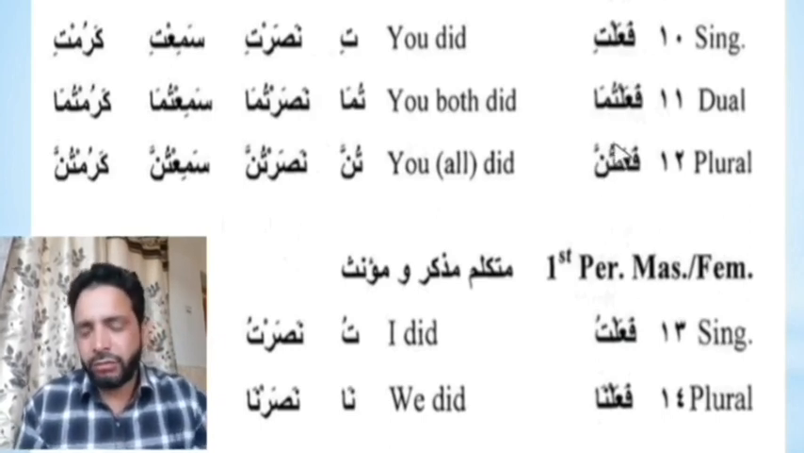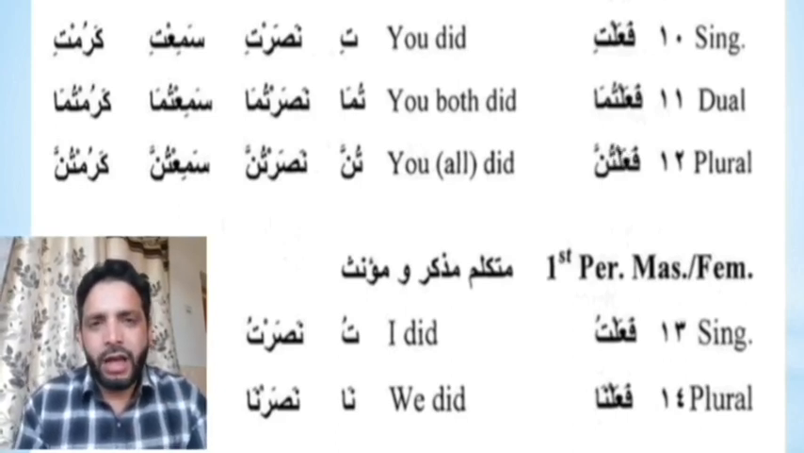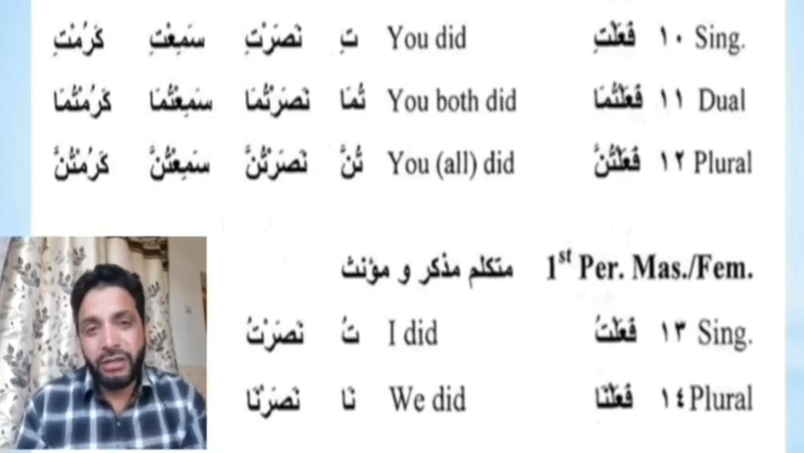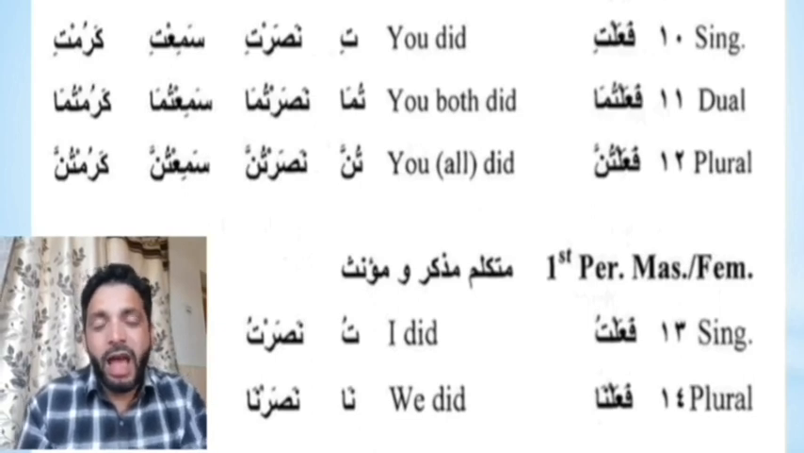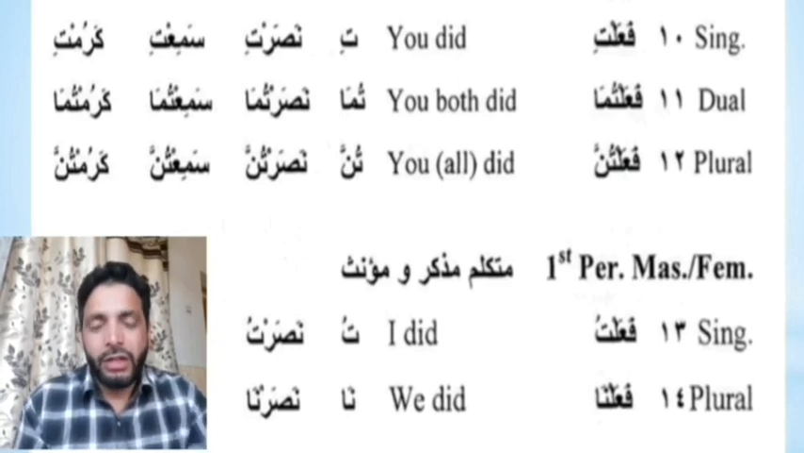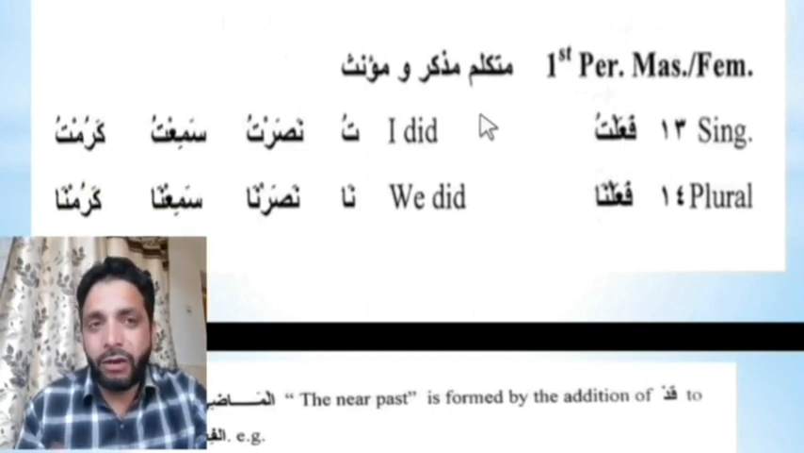Now the example, suppose, as I told you, if I am talking to one female student and she wrote, I will say to her, katabti. Katabti means you wrote. If two female students before me wrote something, I will tell them katabtuma. If more than two female students wrote something before me, I will tell them katabtunna. You all wrote.